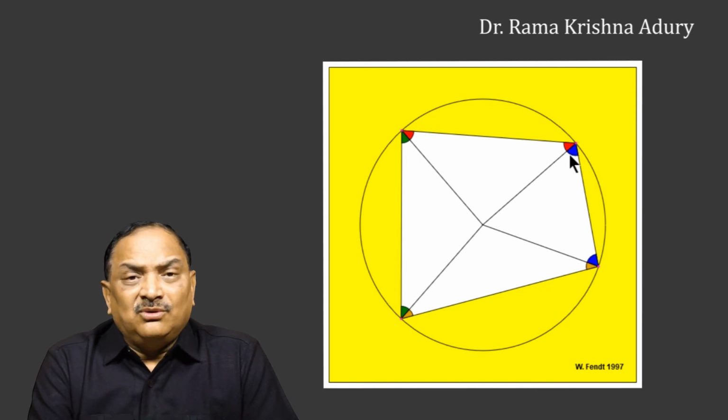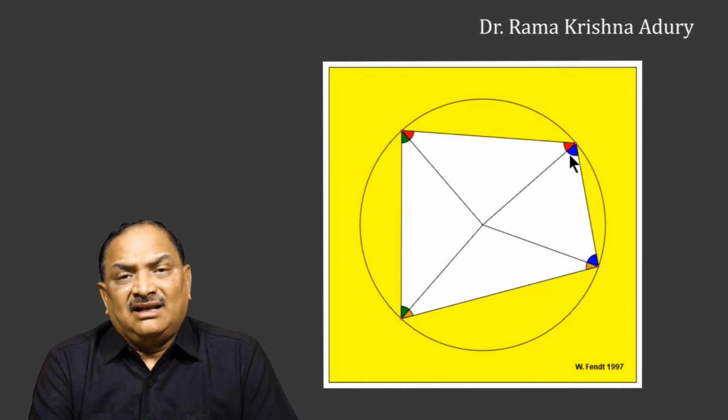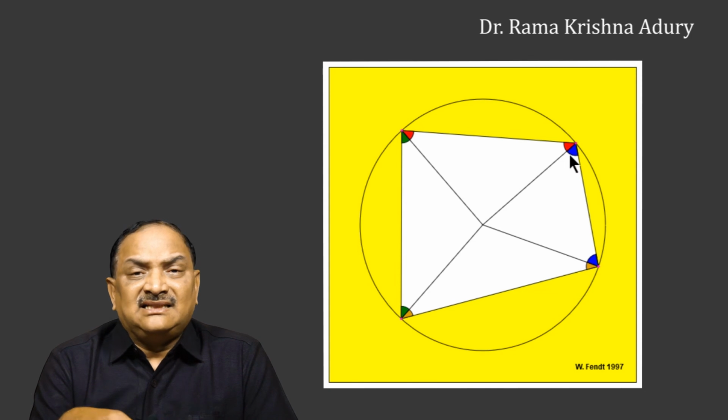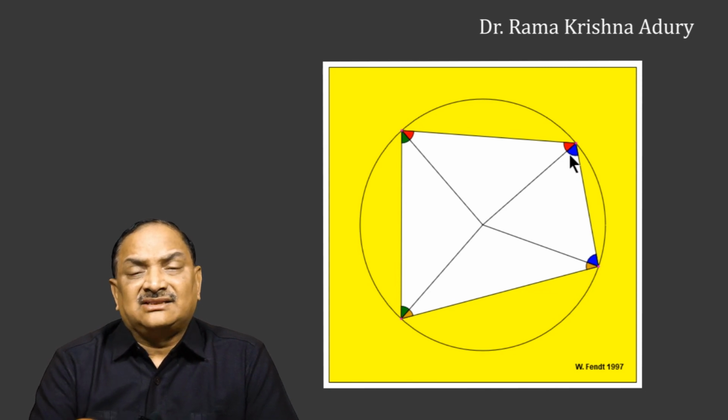And so opposite angles of a cyclic quadrilateral are supplementary because the sum of those 2 opposite angles will yield only 180 degrees, all the time. So angle B plus angle D is equal to 180 degrees and angle A plus angle C also is equal to 180 degrees. So the sum of the opposite angles you find is 180 degrees. Therefore we say opposite angles of a cyclic quadrilateral are supplementary.